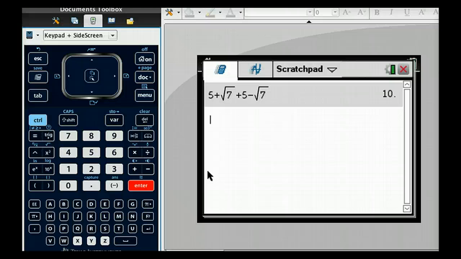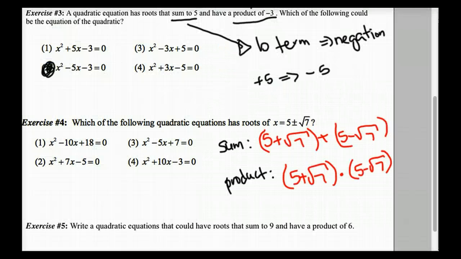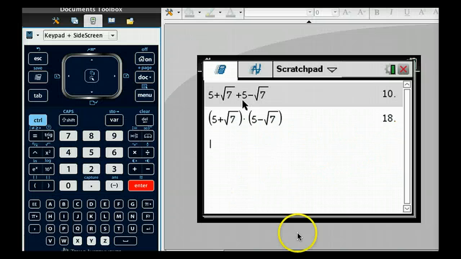Now let's find the product. So that's the sum. I want to get the product now. So I'm going to do the same thing. 5 plus square root of 7, close your parentheses, times, oops, I didn't open my parentheses, 5 minus square root of 7, close parentheses. So 18 is my product. Let's write that over here. So my product is 18, and my sum was 10.